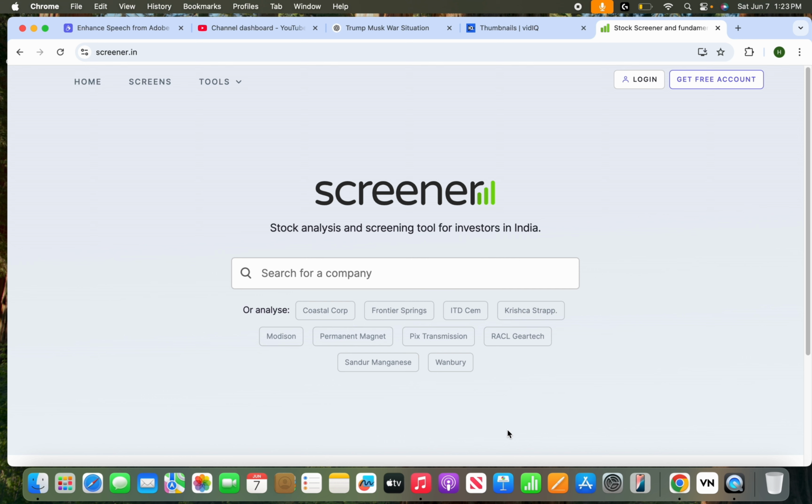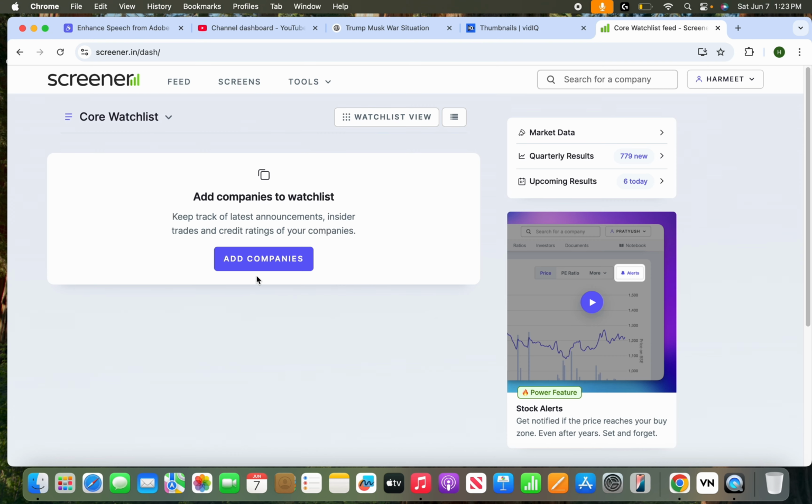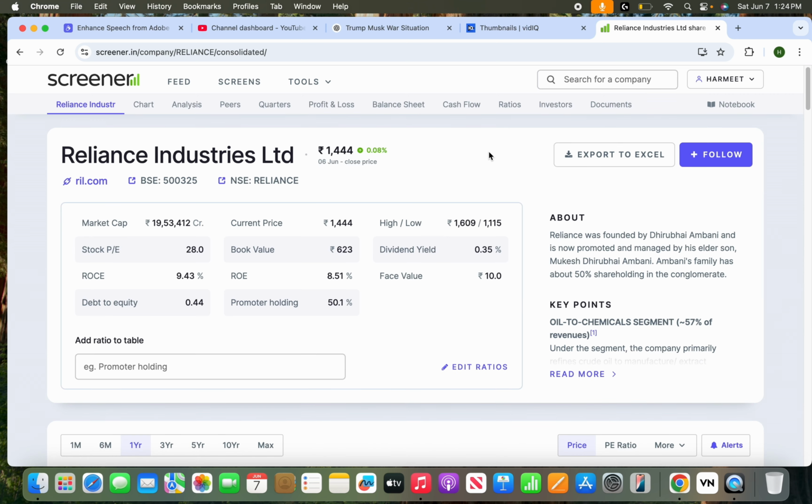Let's pick a stock to analyze. For demonstration purposes, let's search for, say, Reliance Industries. You just type the name in the search bar and hit enter. And here we are on the stock page for Reliance Industries. This page is packed with information and we are going to break down each key section for our fundamental analysis.